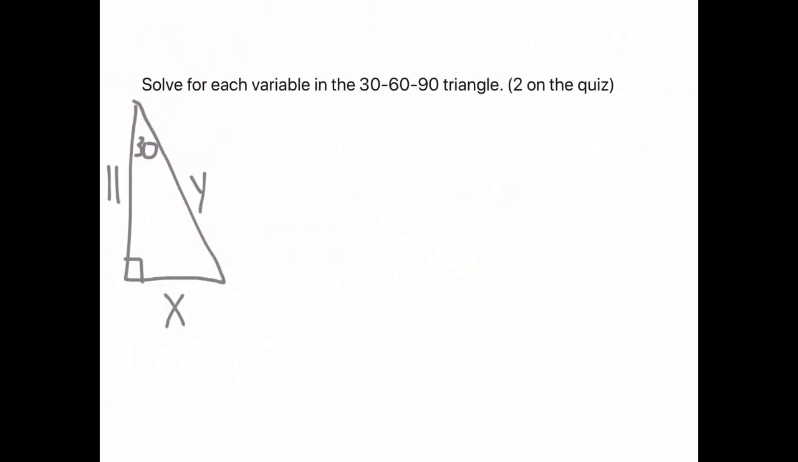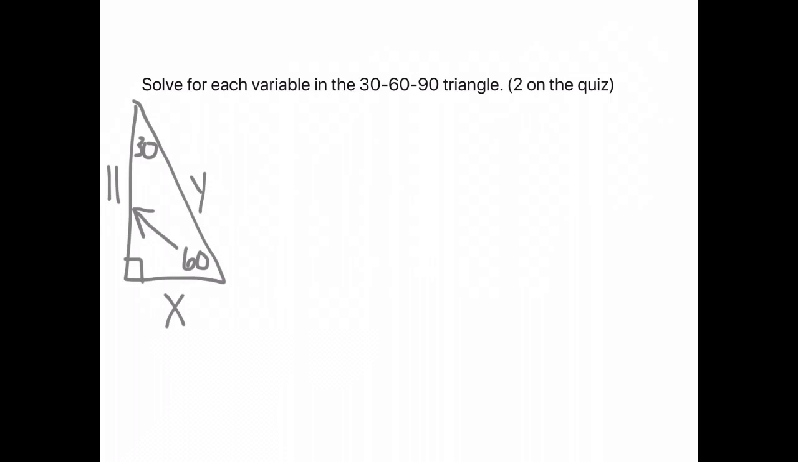For our next problem here, they want us to solve for each variable in the 30, 60, 90 triangle, and there are 2 of these on this quiz. Remember, if they only give you the 90-degree angle and the 30-degree angle, it is safe to assume that the other one is 60 degrees because they have to add up to 180. So in the 30, 60, 90 triangle, the side across from the 30 degrees is the smallest leg, and the side across from the 60 degrees is the longest leg.